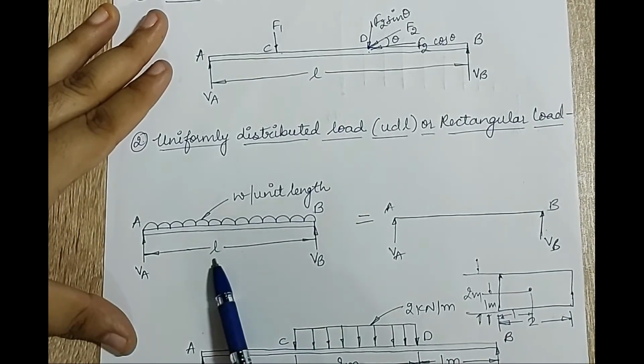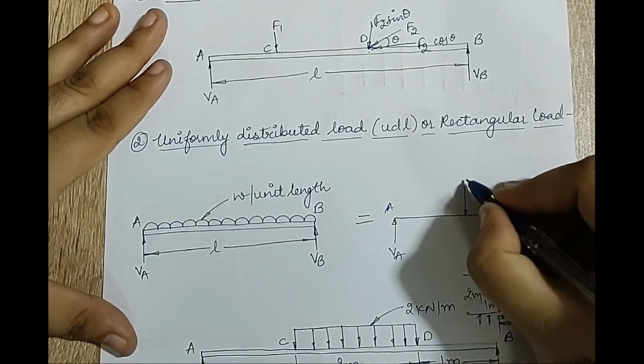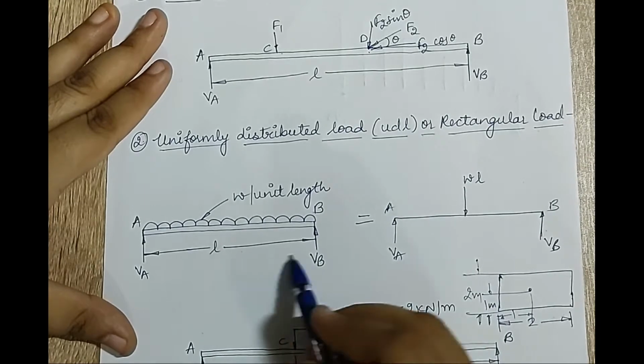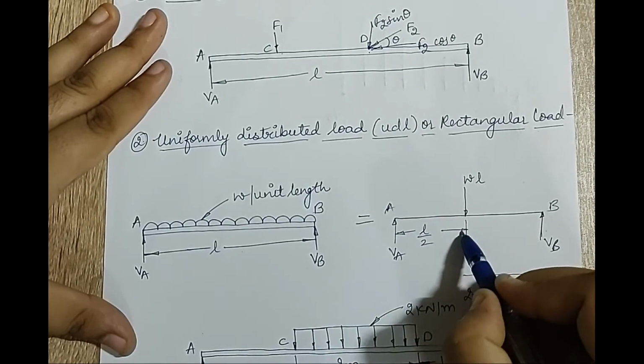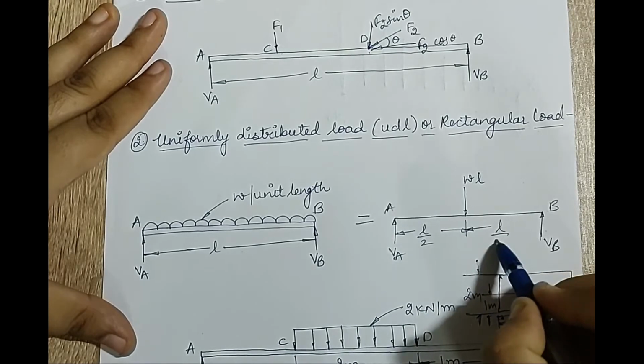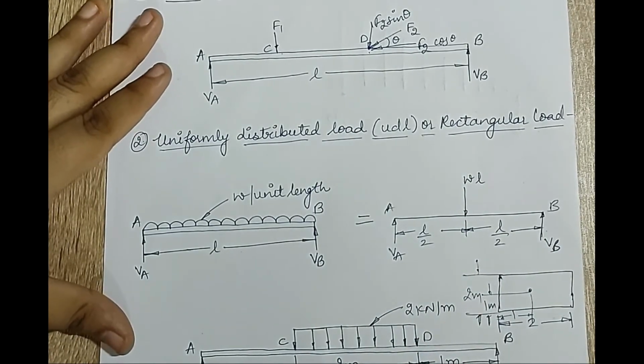So W into L is the total value, and it will be exerted at half of this length, which is L by 2 from both the ends. So this is how a UDL, uniformly distributed load, is supposed to be resolved.